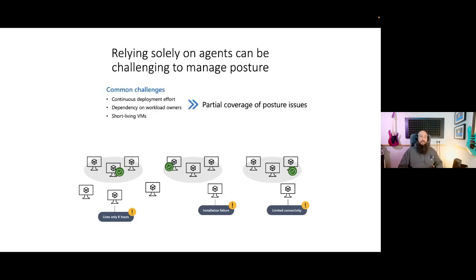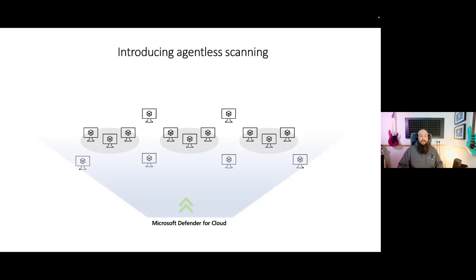So there are common challenges. There's a continuous deployment effort. You need to make sure that the agent is being deployed, either using an automated process or by using a manual approach. You always depend on workload owners because you cannot just go ahead and deploy something to a machine that you do not own. So from a security perspective, you always have to get in touch with these folks. And there might be short-living VMs that you cannot even get hold of. The machine might be spun up, and then if you want to deploy the agent, it might already have been shut down. This is why we have been introducing the agentless scanning capability.